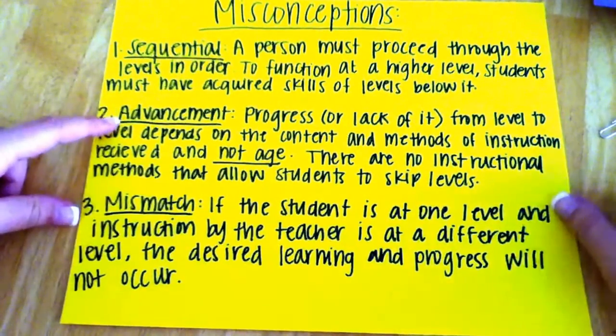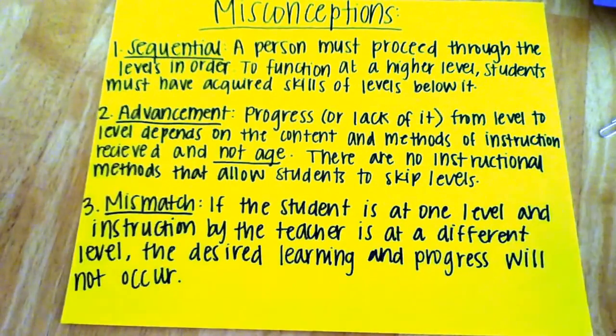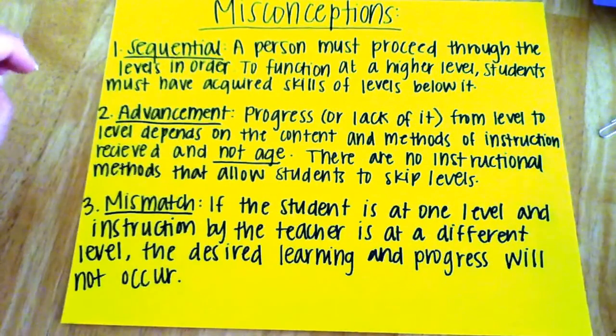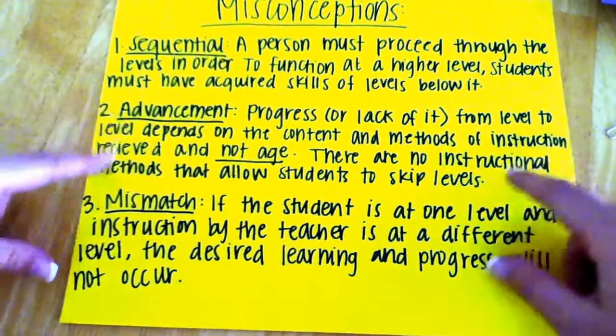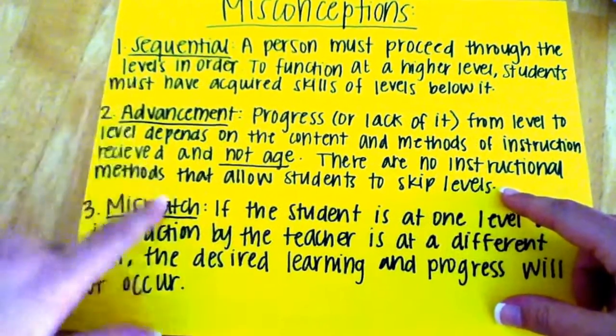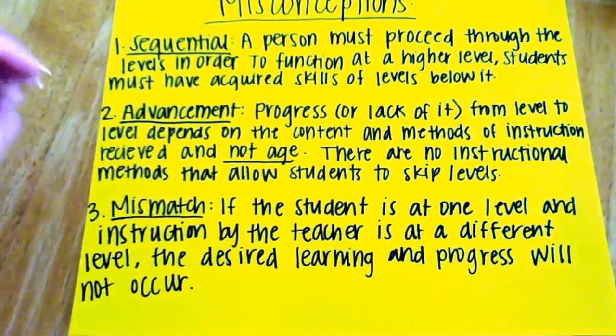Our second misconception is advancement, which is the progress or lack of from level to level depends on the content and method of instruction received and not age. There is no instructional method that allows students to skip. So the second part of this has to go back to number 1. They can't skip levels. They must go in order.